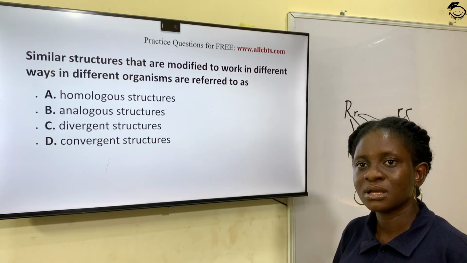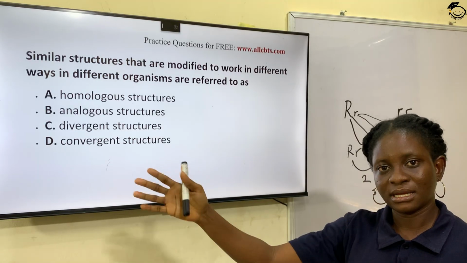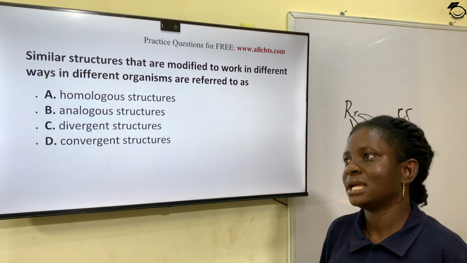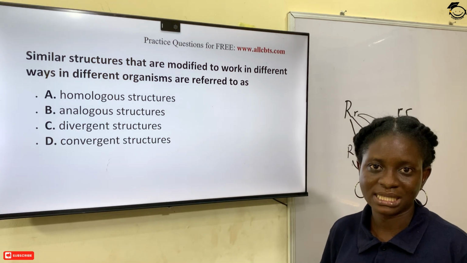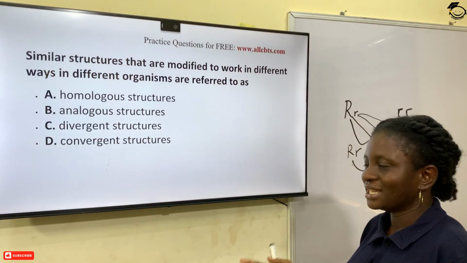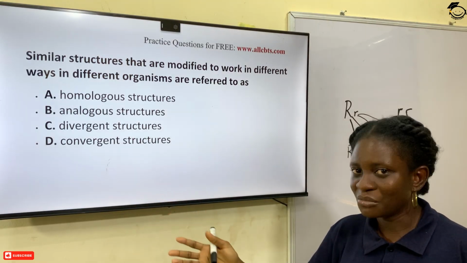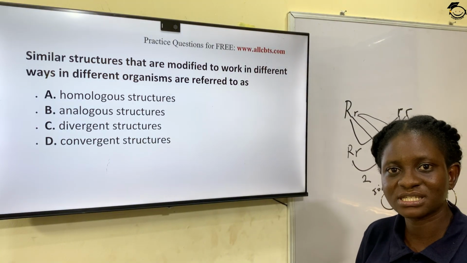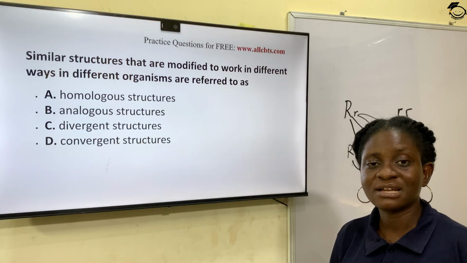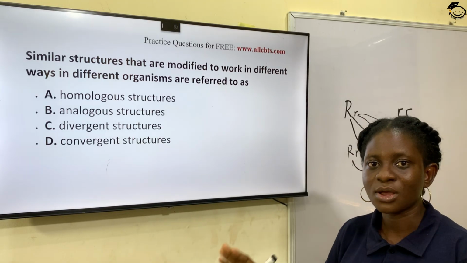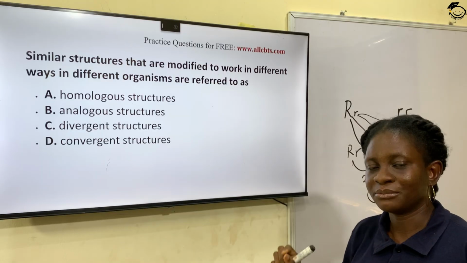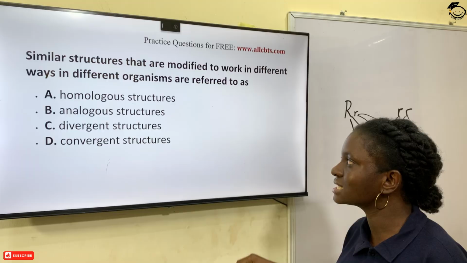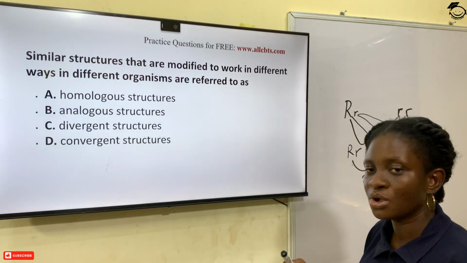So similar structures modified to work in different ways in different organisms are referred to as homologous. For instance, let's say the arm in humans, and looking at bats, they have wings. So it's kind of similar, but they are used for different purposes. They serve different functions in different organisms. So that's just a brief example. So the correct answer is homologous structures, option A.